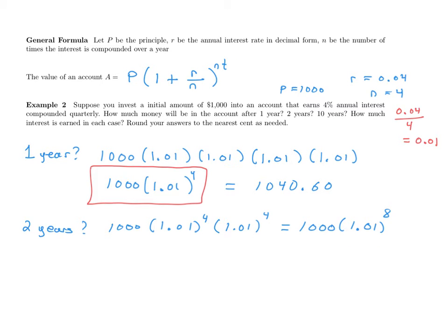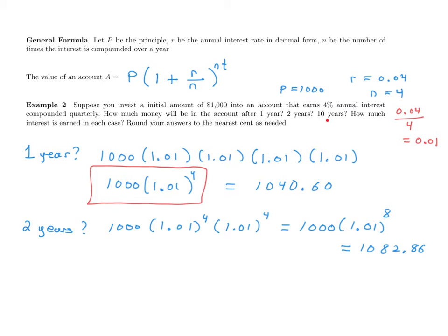I can instantly type this into my calculator, and the value I get, the balance of the account, after a total of 2 years is $1,082.86. So here the account is growing faster and faster and faster. Furthermore, if we are compounding quarterly, that's better than compounding annually.